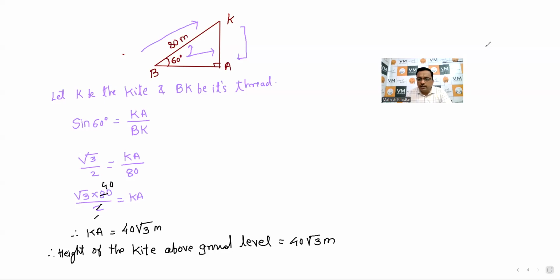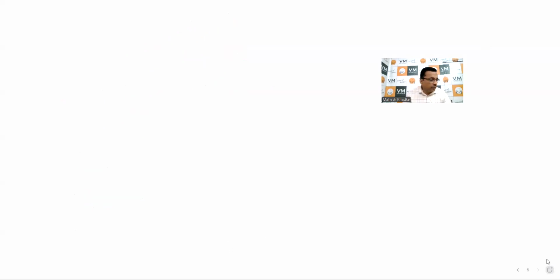Okay students, we will jump to the next question. Question 5. The length of the string between a kite and a point on the ground is 85. Same sum like the previous one. Now the length of the string is 85. Just draw the diagram first. First one, this is the perpendicular distance. This is the horizontal and this one is the string of the kite.